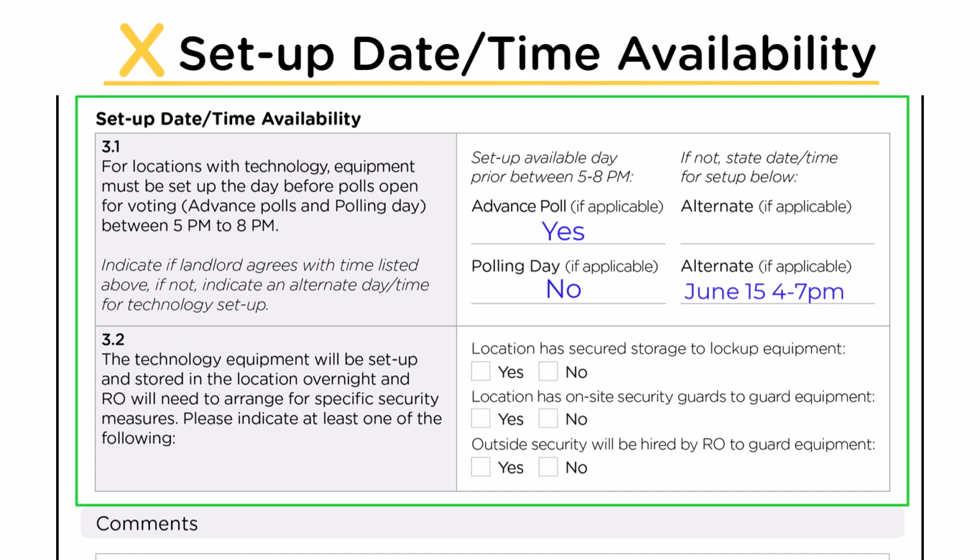The rental agreements will indicate the compensation the landlord receives for the use of their space for this extra day. The equipment needs to remain set up in the voting room and the room to be securely locked up overnight, and the RO must arrange specific security measures.